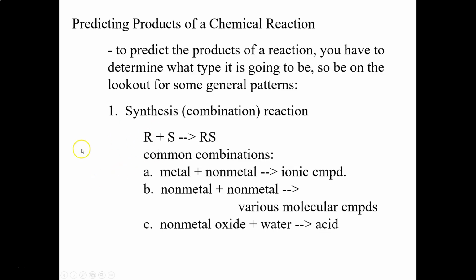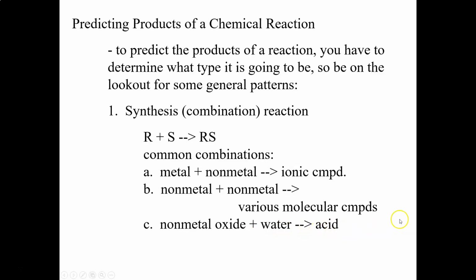It's also possible that you have two reactants where the first reactant is a non-metal oxide, and the second reactant is water. If you ever see a non-metal oxide and water together as reactants, they are always going to synthesize to make an acid. So non-metal oxide means that you have a formula that starts with a non-metal and ends with an O of some kind. And then, of course, water is H2O. So if you see that, you know those two are going to come together to form an acid.